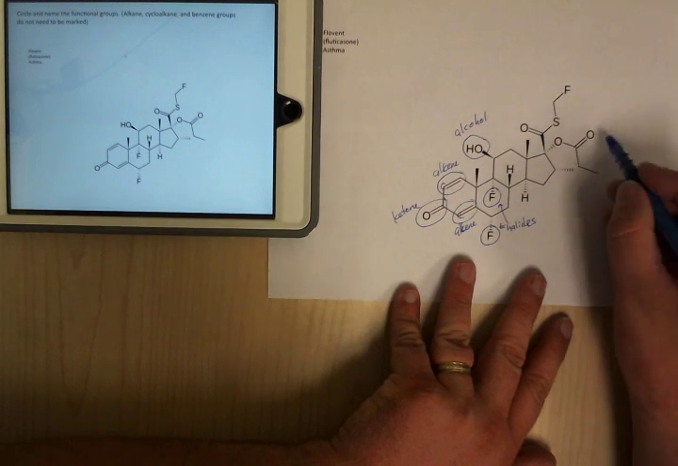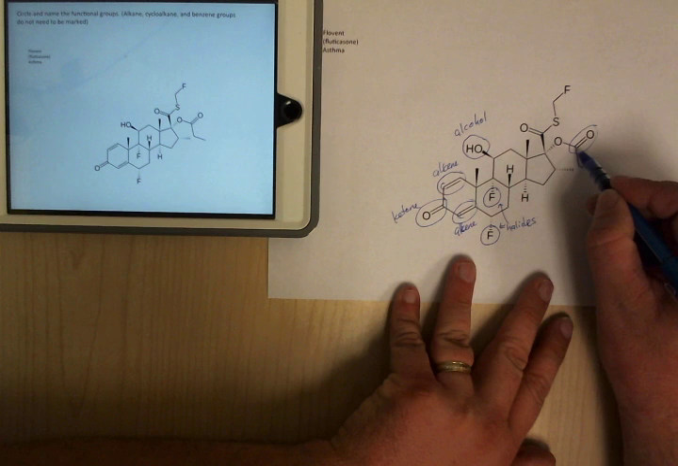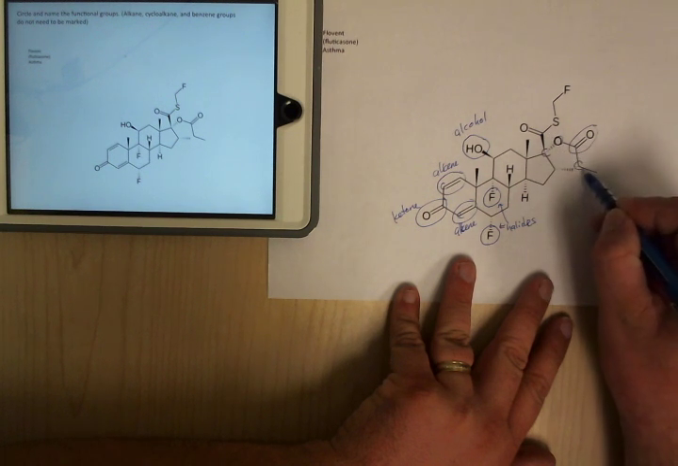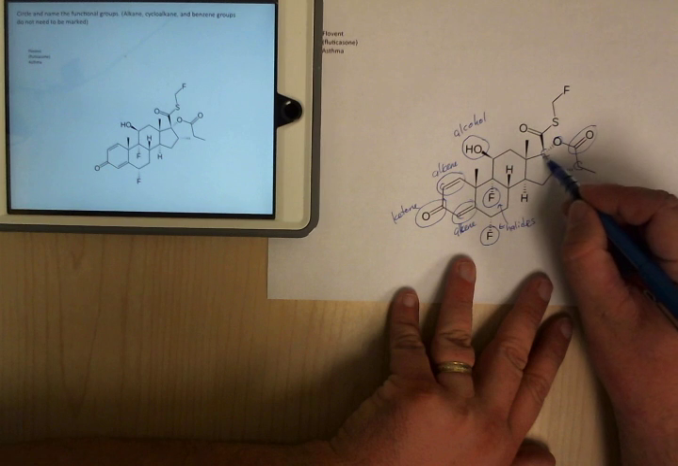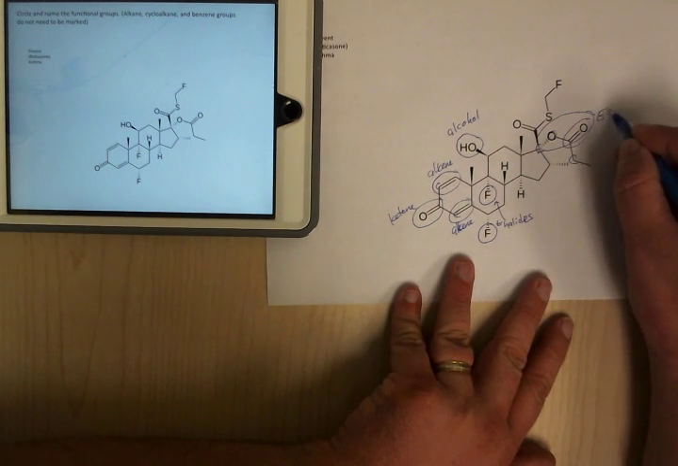Okay. So here we go. There's this one here. Notice there's a C double bond O here, but there's an oxygen with a carbon on this side and a carbon on this side. That makes this group here an ester.